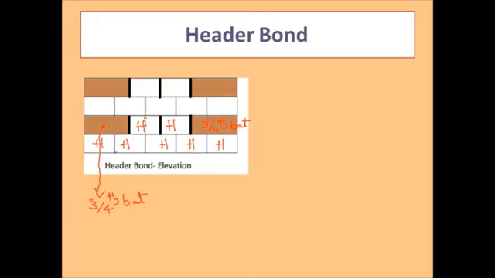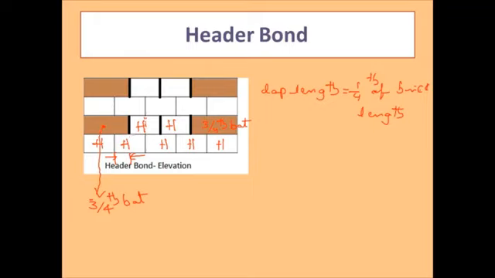This is one vertical joint, and this is the vertical joint of the successive course. So what will be this lap length? This lap length will be equal to 1/4 of the brick length. Because if you take the header, that will be half of the brick length, and again in the header it is half. So lap length will be equal to 1/4 of the brick length.